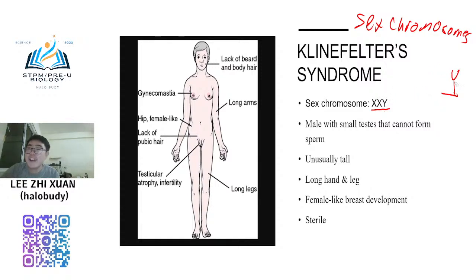So inilah abnormal lah. So if you see that it is a boy, dia ada testis, but the testis is very small. And then that testis cannot form sperm punya. So no spermatogenesis. So it is infertility lah. Dia tak boleh buat seks punya kerana dia tak boleh form the sperm. It cannot form the sperm punya.